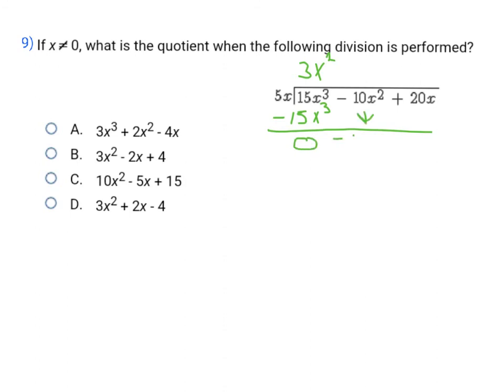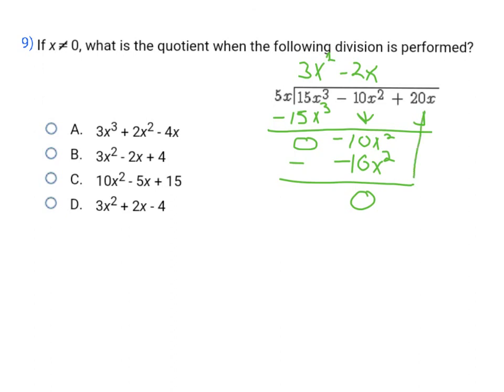And then I bring down my next term, which is a negative 10x squared. And then you're going to repeat the process with negative 10x squared. So 5 goes into negative 10, negative 2 times, and then x times x gives you x squared. So I'm going to write a negative 2x above that. And so negative 2x times 5x is a negative 10x squared. And then I subtract those, and I end up with 0.